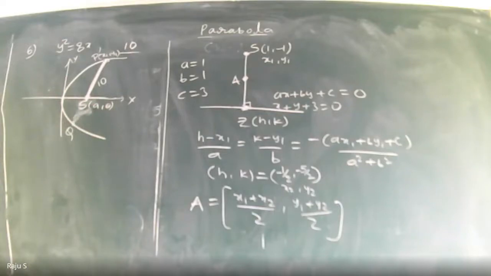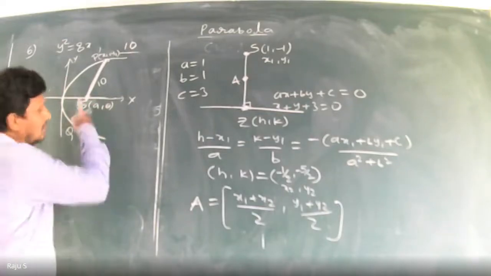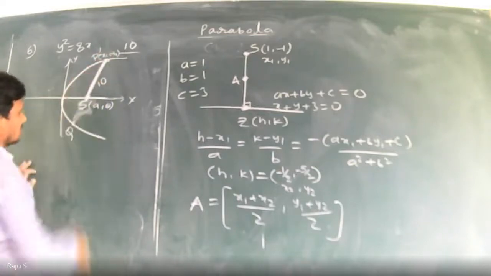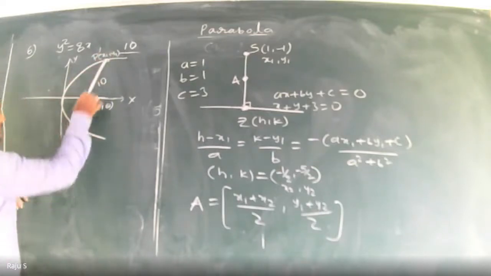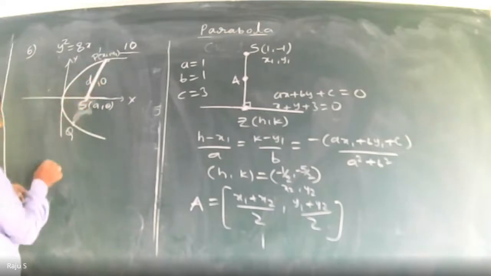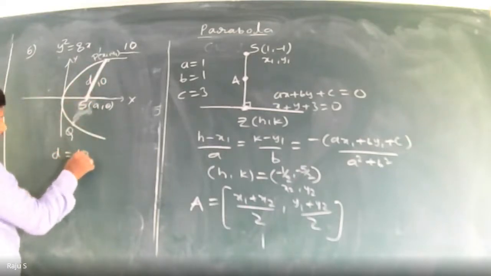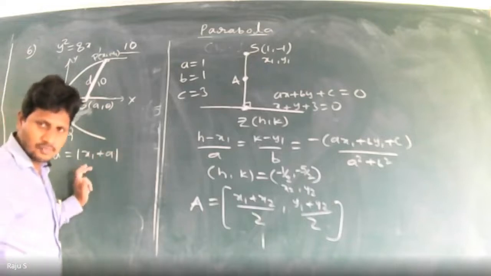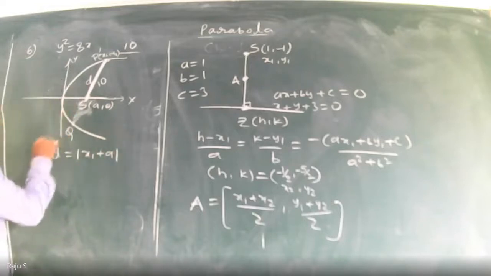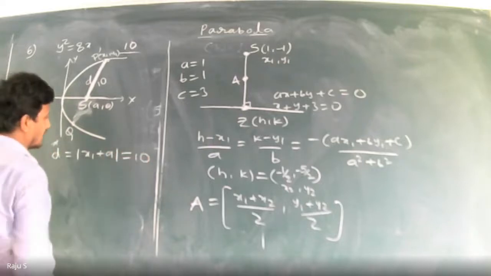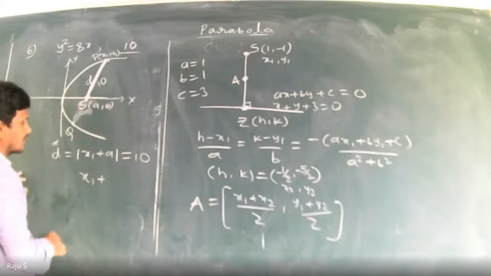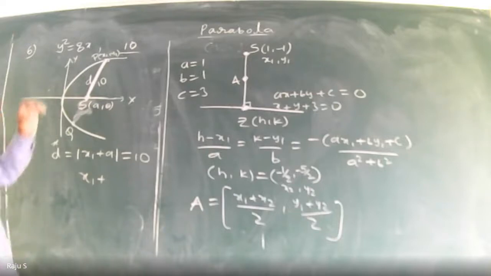Coming to this question, anyone, what is the focal distance? Focal distance, if I consider the distance is d, d is equal to x1 plus a. This is the focal distance formula, very important. This value they have given clearly, 10. 10 is nothing but x1 plus a. Can anyone tell what is the a value?